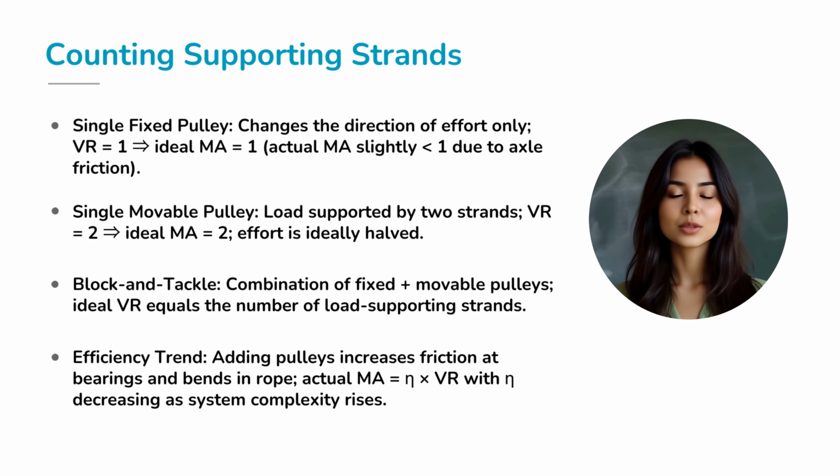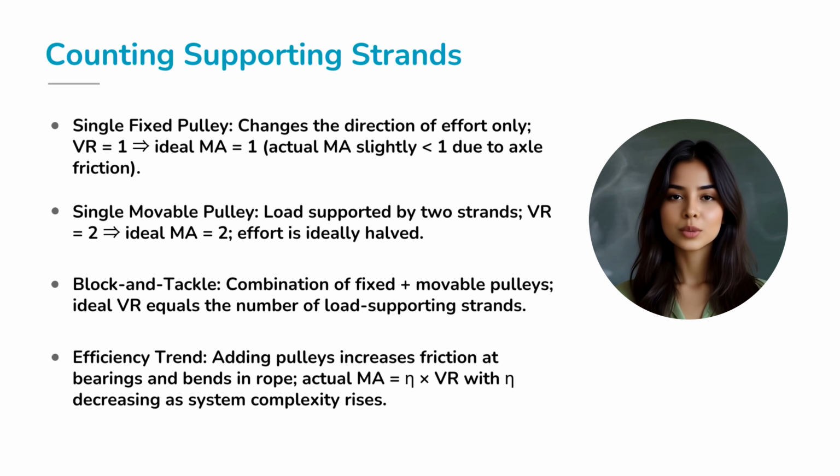In a single fixed pulley, the pulley changes only the direction of the effort and does not provide any force gain. The velocity ratio in this case is 1, which means the ideal mechanical advantage is also 1. In practice, the actual mechanical advantage is slightly less than 1 because of friction at the axle.